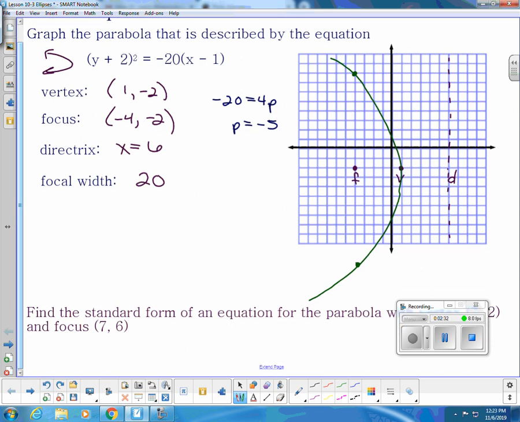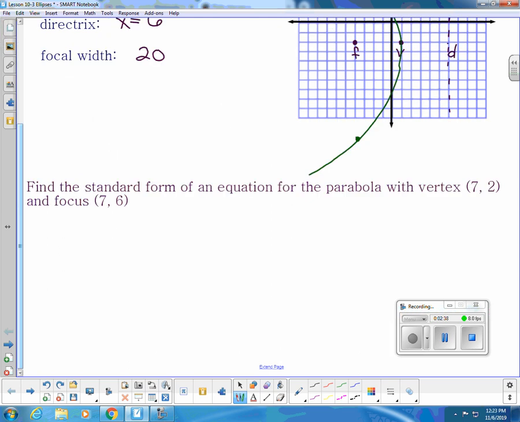Okay, so we remember how to do that from yesterday. Who wasn't here yesterday? Everyone was here? Good. Okay, find the standard form of an equation with the parabola vertex 7, 2 at a focal point of 7, 6. So it's always good to maybe just jot things down. I have a vertex at 7, 2, and my focus is above that at 7, 6. You can draw the whole graph, whatever you want to do, but this is what we need.